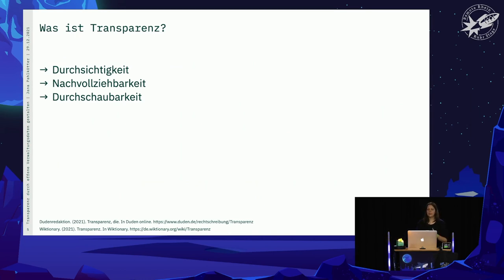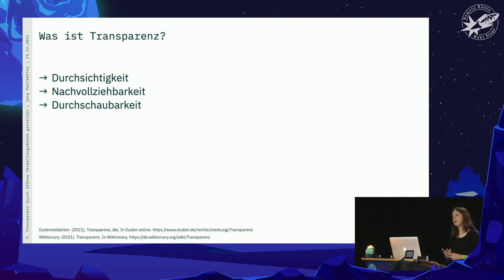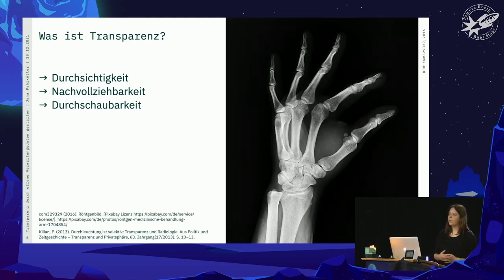Transparency can be defined as see-through, as limpid. It can be defined as comprehensibility, and as understandability. To get a better idea of this term, let's compare it with X-ray. X-rays can make an organism see-through, but not everything becomes transparent, because otherwise we couldn't recognize anything on X-ray pictures. Just some parts become see-through, becoming transparent.